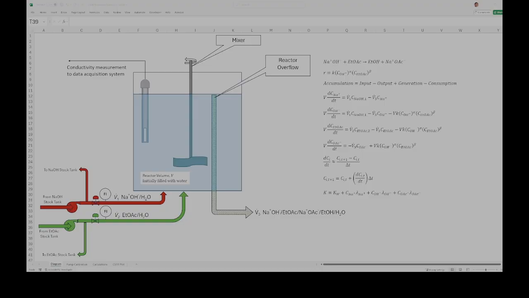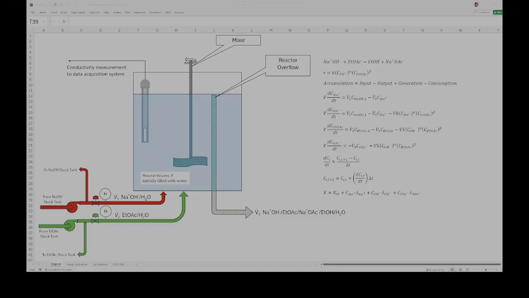Now let's look at our governing equation. Accumulation of any species in this reactor vessel will equal the input by flow minus the output by flow, plus generation minus consumption via chemical reaction. We can look at each of the species separately. The accumulation term is just a derivative of, in this case, our sodium ion concentration with respect to time, multiplied by the reactor volume, which we have to measure.